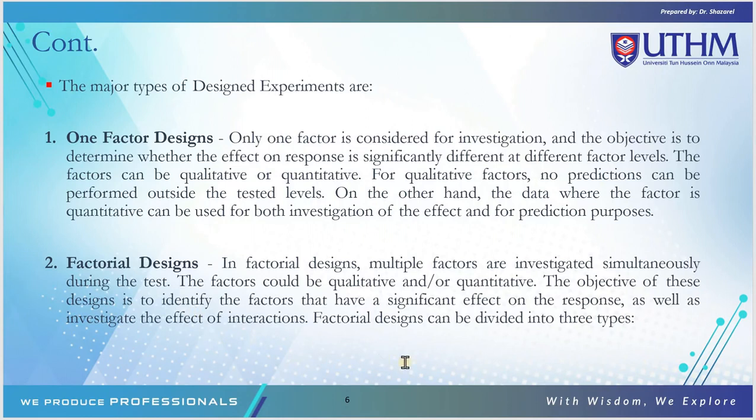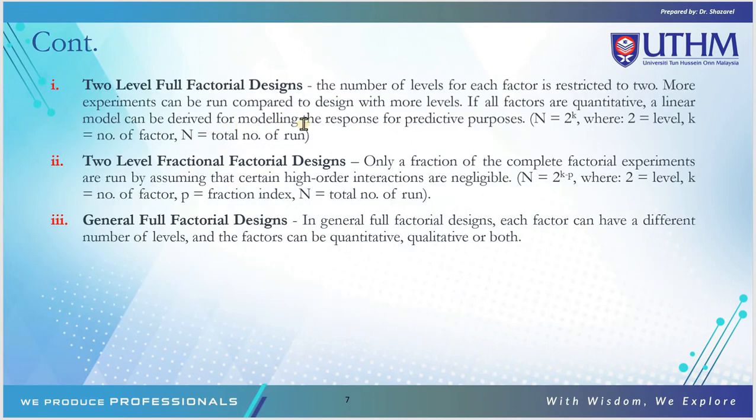In more detail, the factorial design can be divided into three types: the two-level full factorial design, the two-level fractional factorial design, and lastly, the general full factorial design. The first one involves just two levels. The second one, we assume that we can neglect the high order interaction between the factors. And lastly, the general full factorial design, whereby each factor can have a different number of levels.